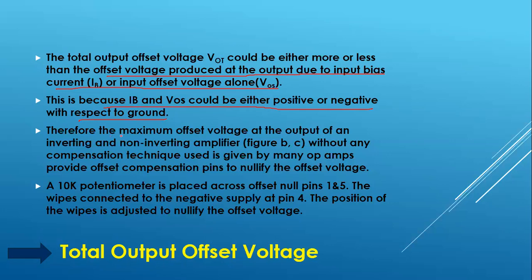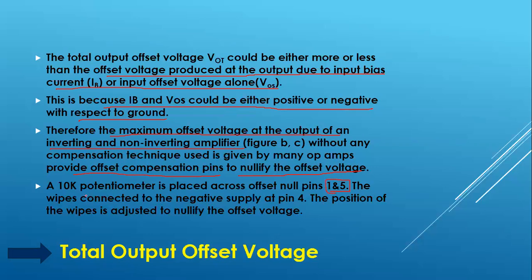Therefore, the maximum offset voltage at the output of an inverting and non-inverting amplifier, as shown in figure B and C, without any compensation technique used, is given by this. Many op-amps provide offset compensation pins to nullify the offset voltage. So here, instead of using compensating networks, ICs directly provide 2 pins, pin 1 and pin 5, which are the offset null pins.